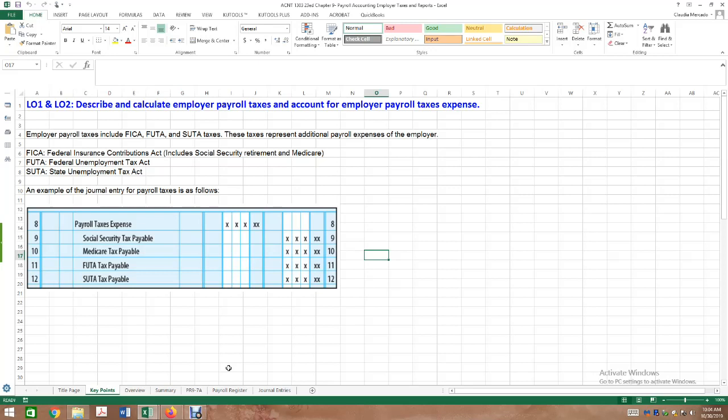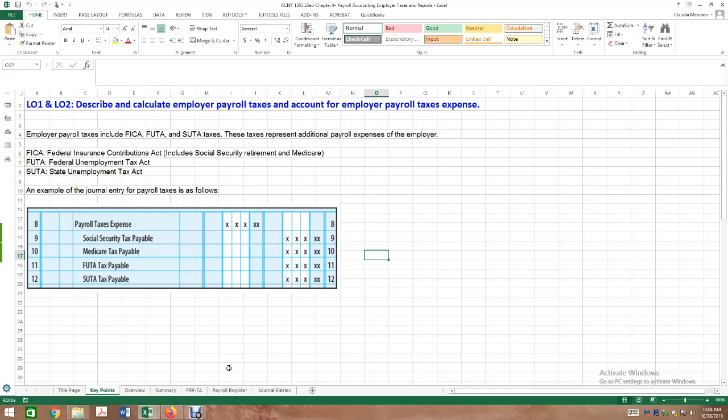Okay, and here we have an example of the entry that would occur when the organization or the business has to record these payroll taxes. And these entries are done every time you have a payroll run. So if you pay your employees every Friday, then an entry would have to be done every Friday. If you pay every month, then it would have to be every month. So every time employees get paid, we have to go in there and do our payroll tax journal entry and calculation as well.